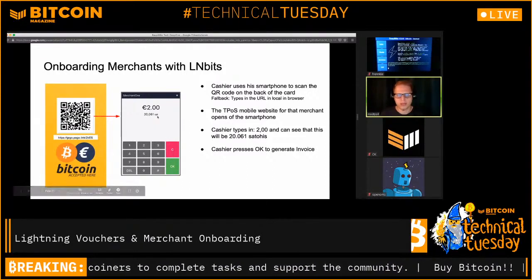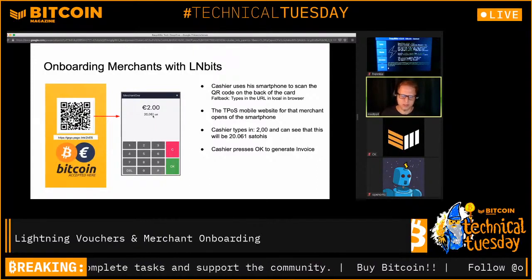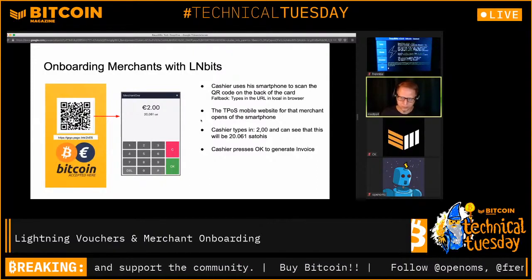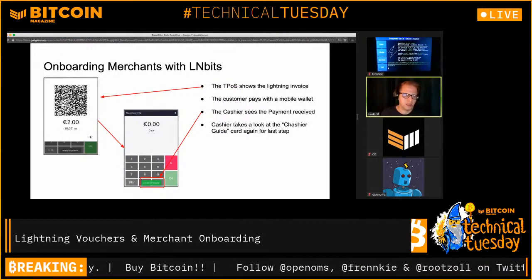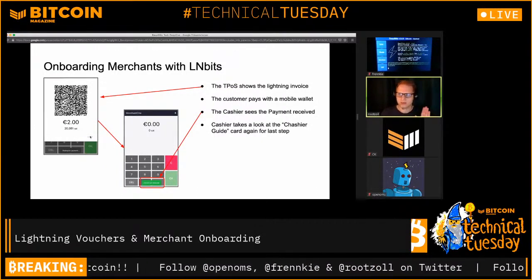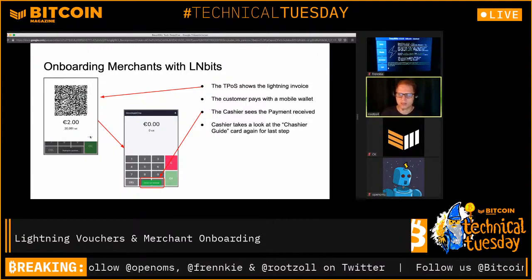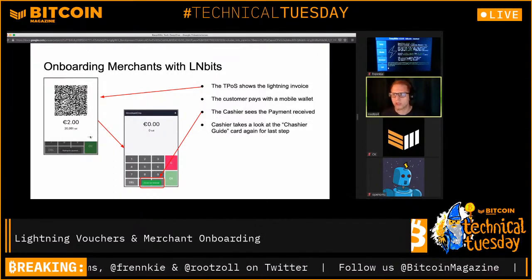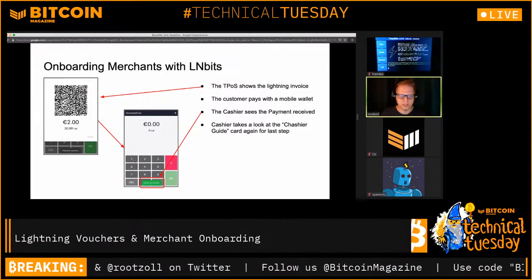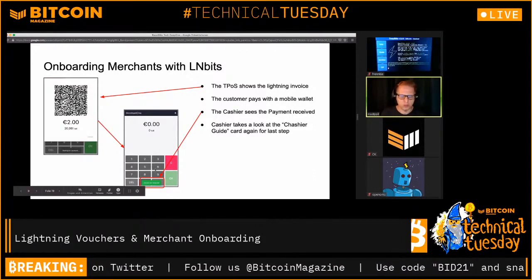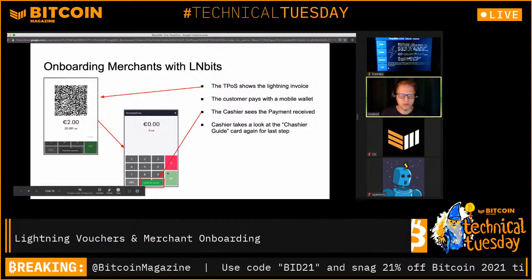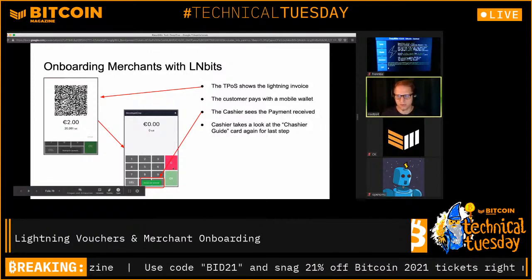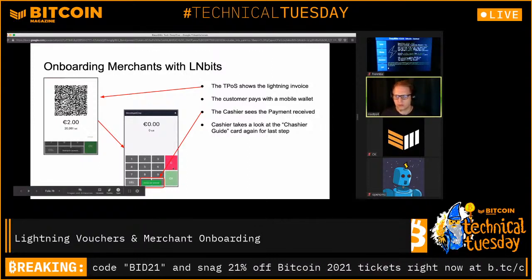And you see when you enter the amount, you see the conversion into Satoshis. If you press OK now, an invoice is generated in the TPOS. The cashier shows this to the customer. The customer has his Lightning mobile wallet, now pays this, and once this is paid, this form closes, and you see a small Satoshis received confirmation here. This could be bigger, but this is okay.